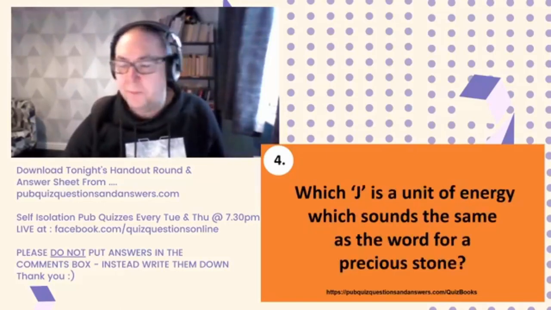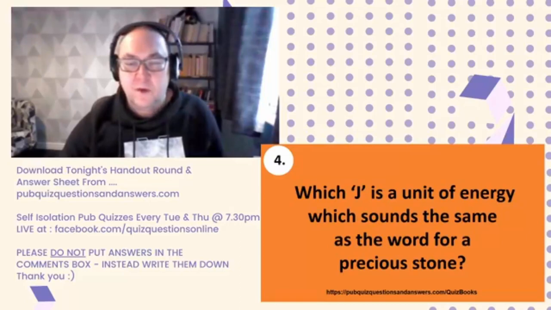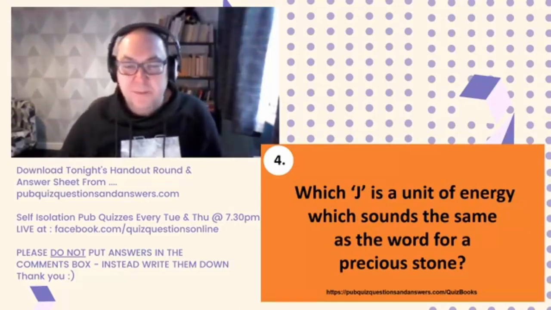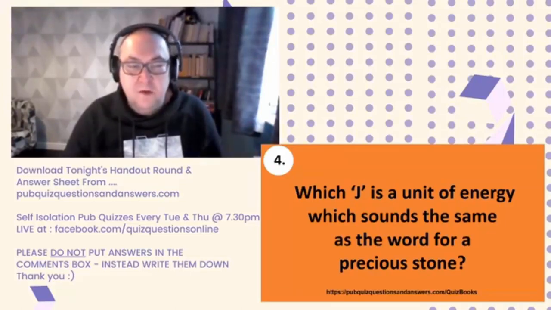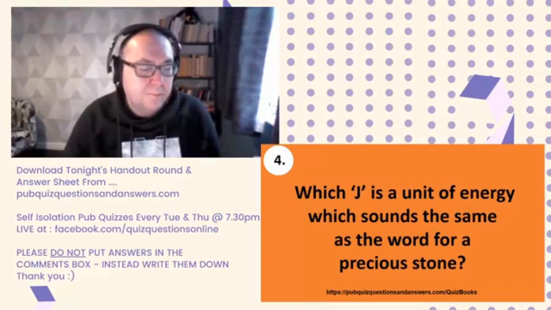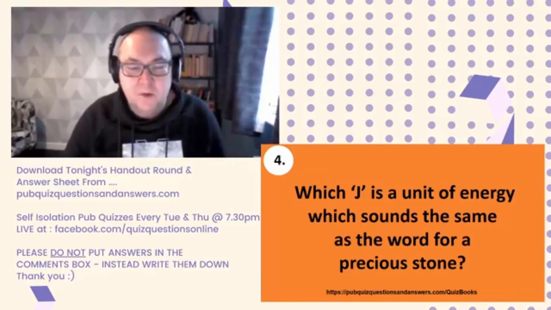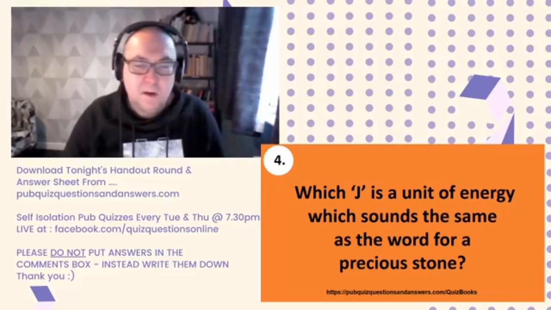Okay, number four. Question number four. Which J is a unit of energy which sounds the same as the word for a precious stone? Which J is a unit of energy which sounds the same as a word for a precious stone? That's question number four.